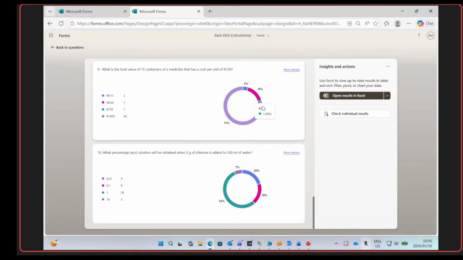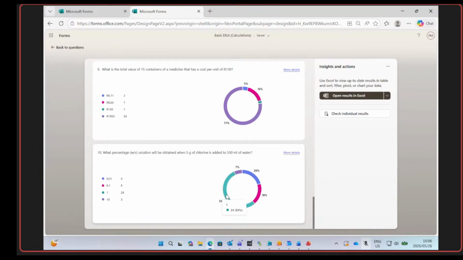And the last question, what percentage weight per volume solution will be obtained when 5 grams of chlorine is added to 500 milliliters of water? Okay, and how are we going to do this? We're going to calculate a simple percentage. 5 divided by 500 is equal to 1 divided by 100 is equal to 0.01. So if you're going to say 0.01 multiplied by 100, you will get 1%. So that would be correct.